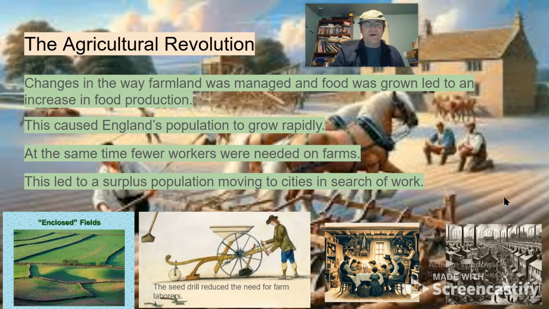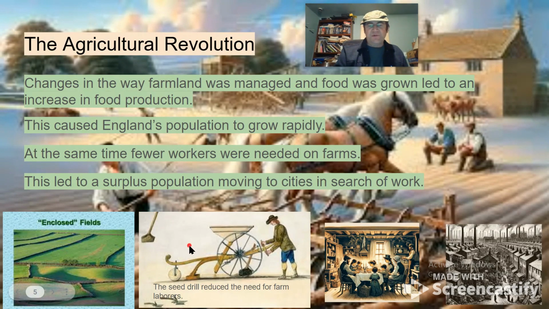However, at the same time, fewer workers were needed for agricultural work. So that led to a surplus of population. There were more people in agricultural communities than work could support. So people began leaving their rural communities, moving to cities in search of new kinds of work. And this picture shows an enclosed farmland. So one of the changes in the agricultural revolution was that people began to close off their fields, making them inaccessible to anyone who didn't own or work on the land.